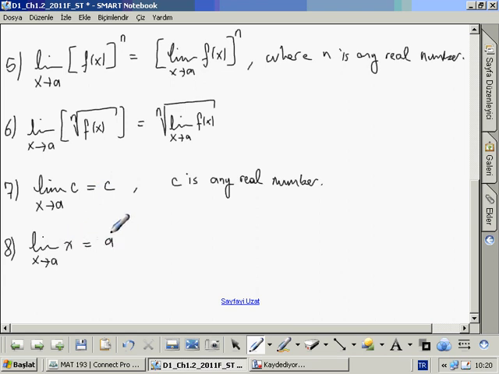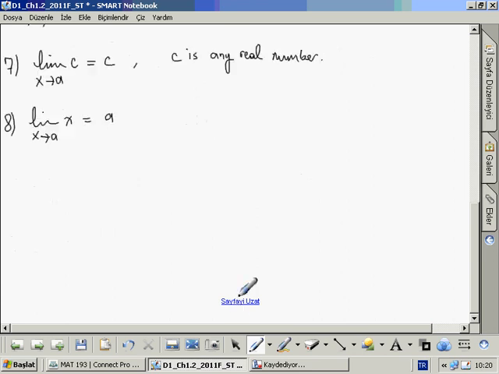The eighth: limit x equals to a of x equals a, okay, and with the last one you should be able to convince yourself of this by drawing the graph of f of x equals to x. And the ninth: limit x equals to a of x to the power of n equals a to the power of n. This is really just a special case of property 5. When you take f of x equals to x, you will obtain the ninth property in some way.